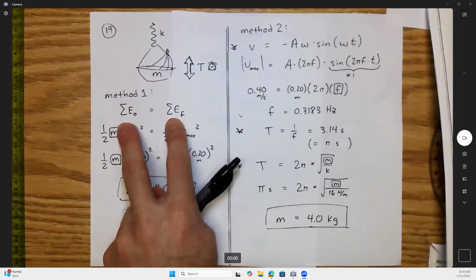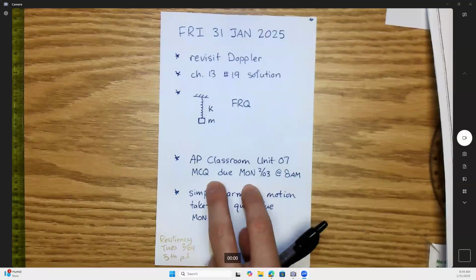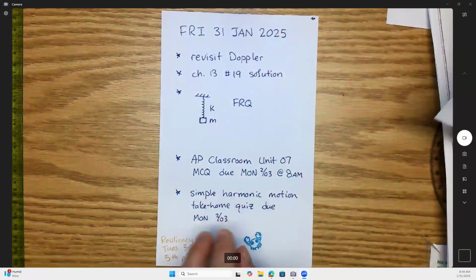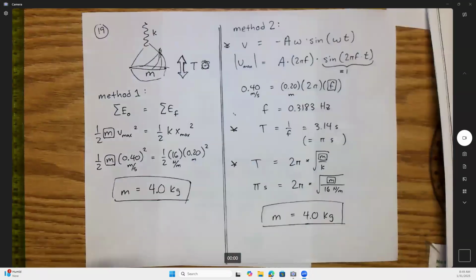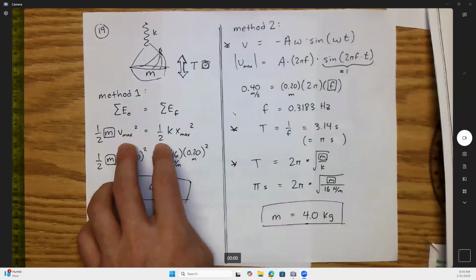Oh, by the way, your AP Classroom puzzles are due on Monday, right? The method I'm going to show you right now pops up. It's pretty handy for some of these puzzles, right? So let's do conservation of energy.